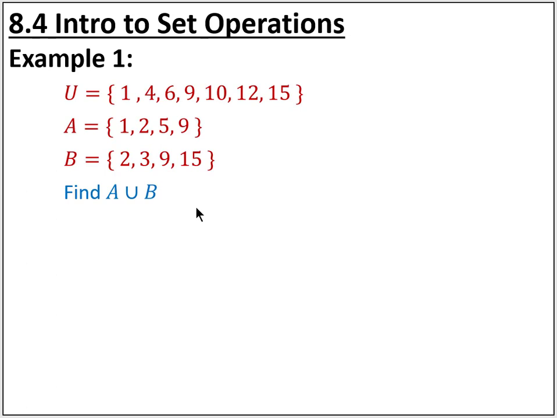So the question is, find A union with B. So you're going to find a union set between A and B. Before we get down to that, I'm going to go over these, but I'm going to use a visual representation of these elements here.